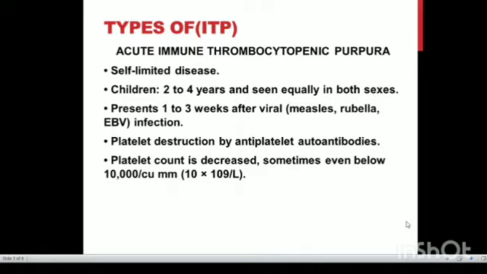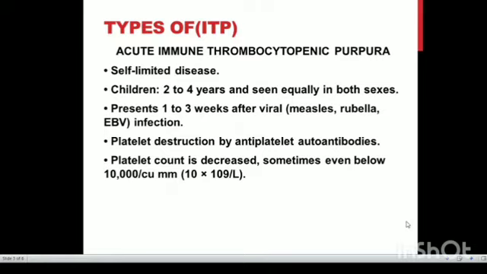Acute ITP is a self-limited disease of children between 2 to 4 years and occurs with equal frequency in both sexes, and it often presents 1 to 3 weeks after a viral infection, usually measles, rubella and EBV infection. The platelet destruction is caused by antiplatelet autoantibodies, and these are IgM type antibodies that combine with the platelets and result in destruction of platelets in the spleen.